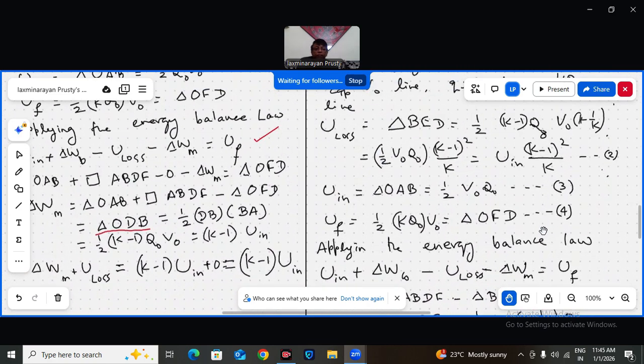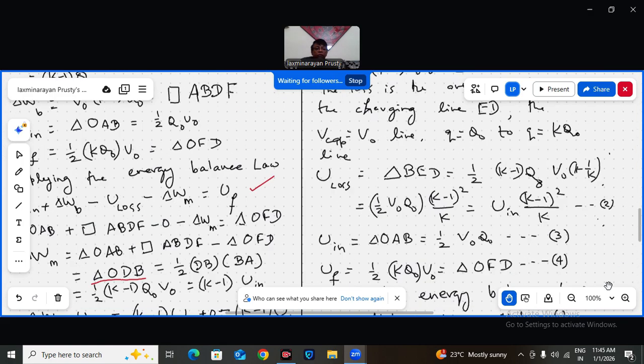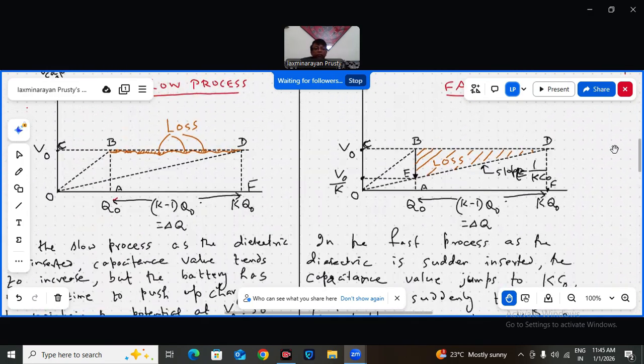So the final energy is OFD. Delta Wm I have to calculate, and BED is the loss. So delta Wm will be just adding this triangle and this rectangle, and subtracting these two triangles. That is delta Wm. I am going to the graph directly.